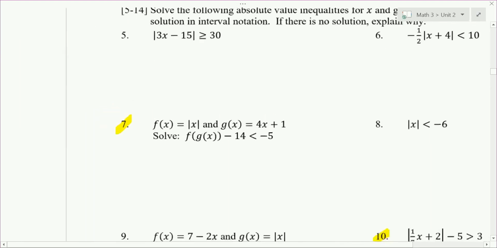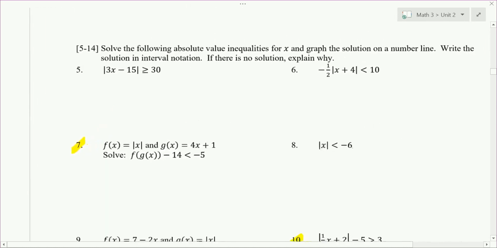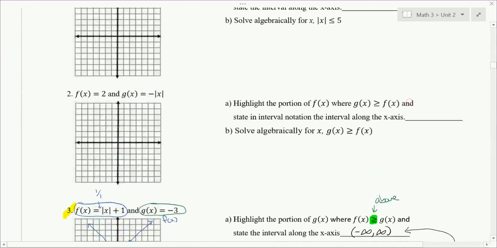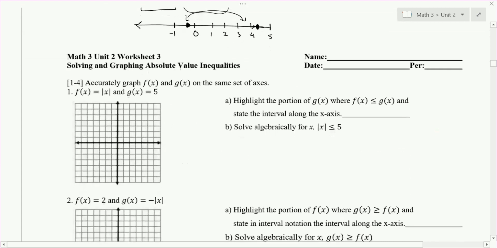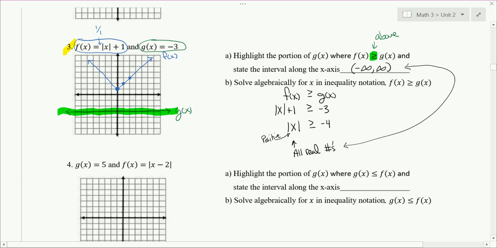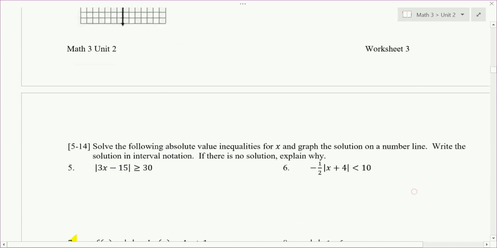Next I want to take a look at number 7. Here, if we read the instructions, it says to solve the following absolute value inequalities for x and graph the solution on a number line. Write the solution in interval notation. If there's no solution, explain why. And actually, let me check. I just wanted to see if we were supposed to write the solution here in interval notation, and actually not. It says inequality notation for part B, so we are good.